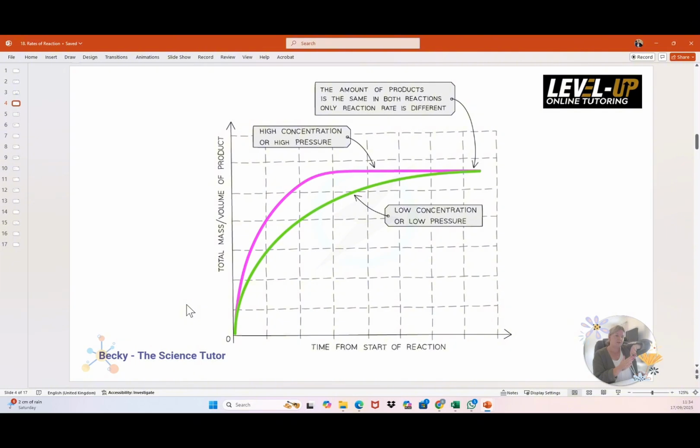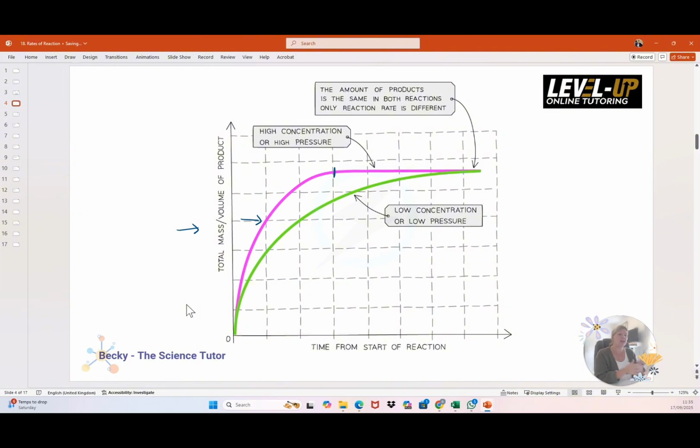And what's going to happen is we can see that because it's at a higher concentration, we've got more particles, more collisions, and therefore it happens faster. So that second purple line is steeper because the volume or the mass of the product is being formed quicker, so we get a steeper line here. But one of the key things to remember is that we're still going to level off at the same height, because we're not making any more. Remember, this is the total mass or the volume. We can't make more mass, we're just going to make it faster because the rate has increased.